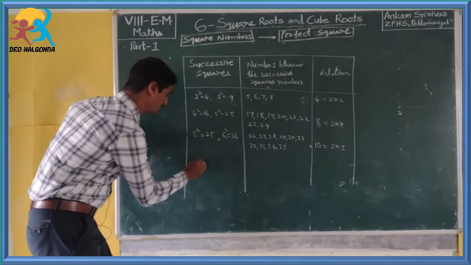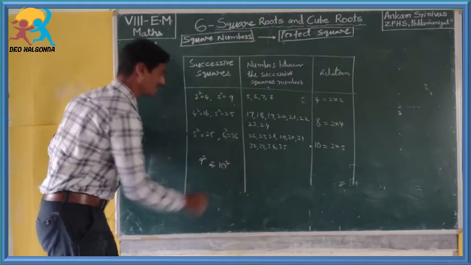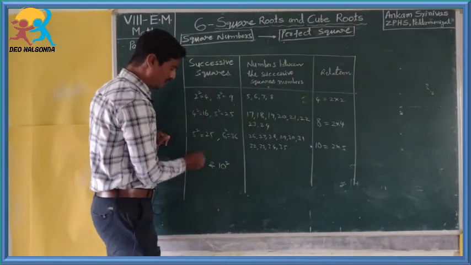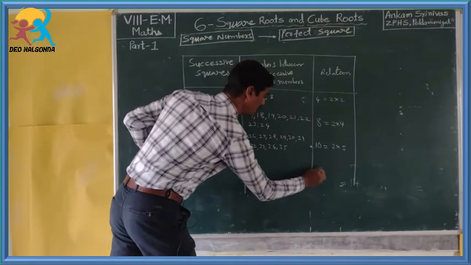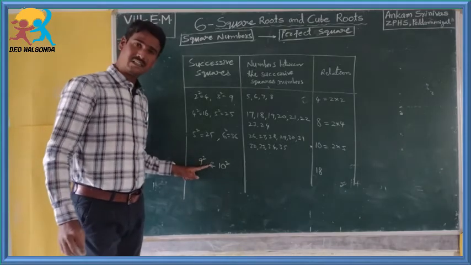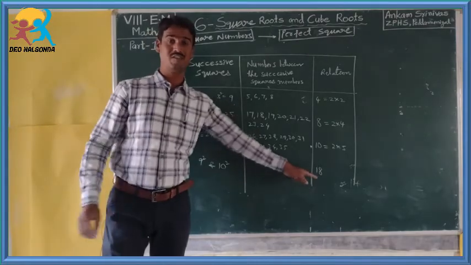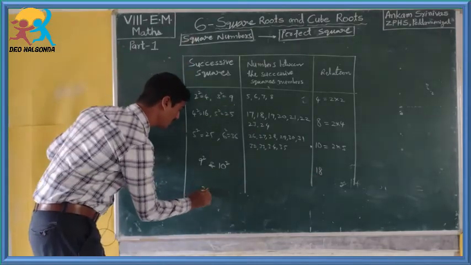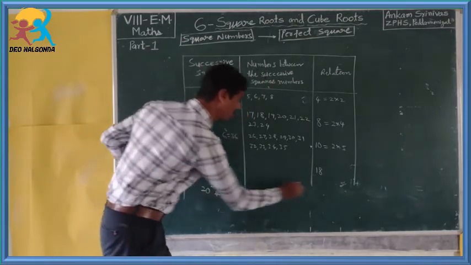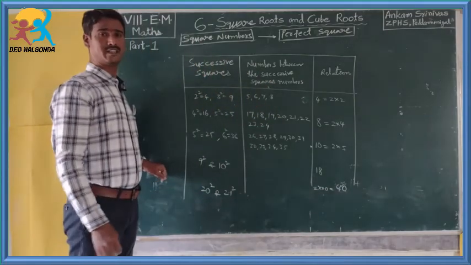Simply, if I take 9 square and 10 square, then the number of numbers we will get here is 2 into 9. 2 9s are 18. So the numbers between 9 square and 10 square: 18. What are the numbers between 20 square and 21 square? Clearly 2 into 20, 40. Clearly we can write 40.